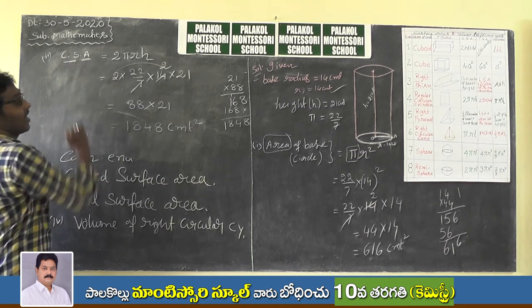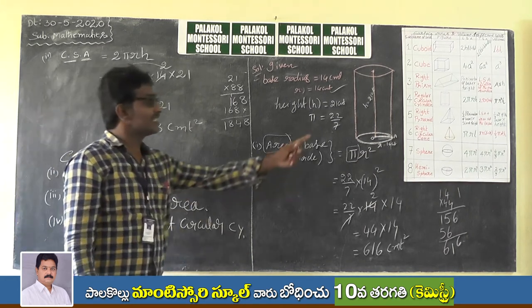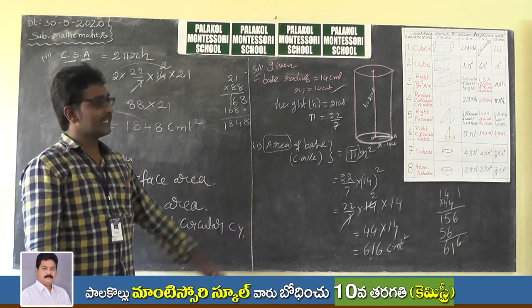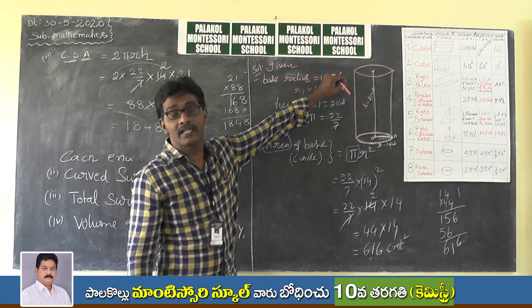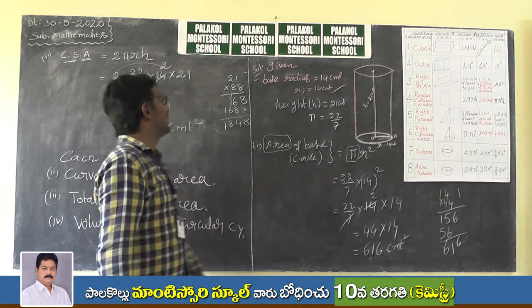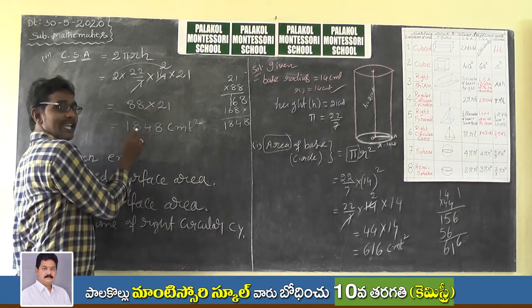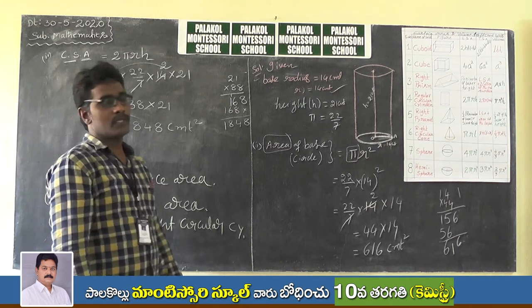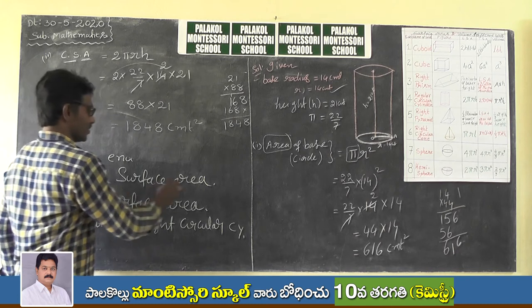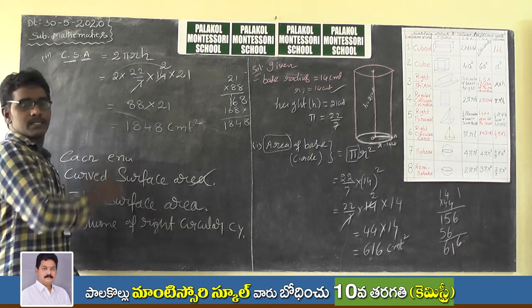What type of area? Curved surface area of the cylinder. The radius is 14 centimeters, the height is equal to 21 centimeters. The curved surface area is 1848 centimeter square. So the second question is also completed in this sum.